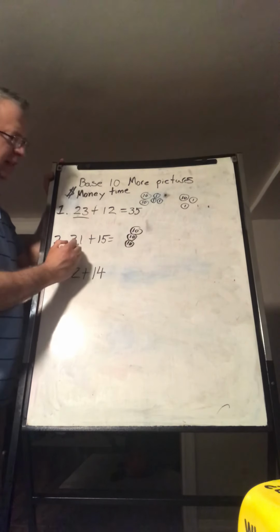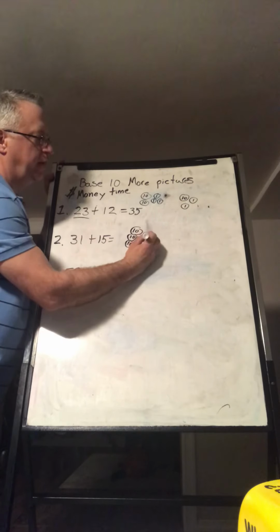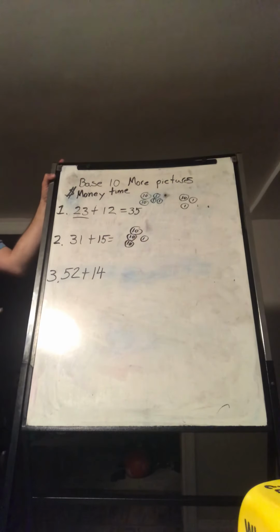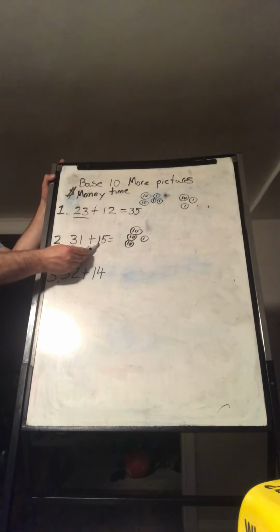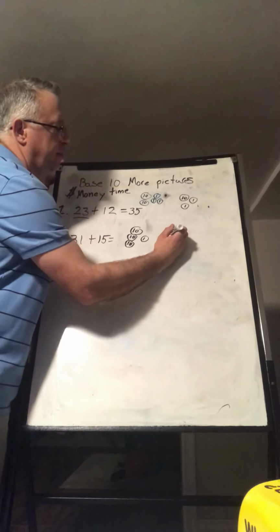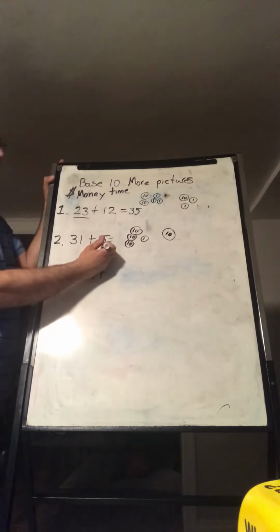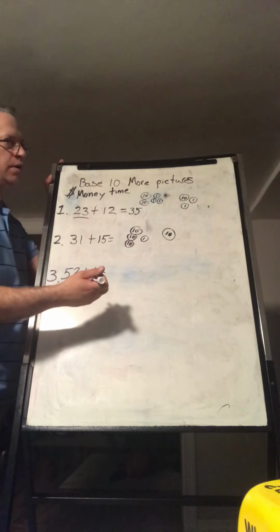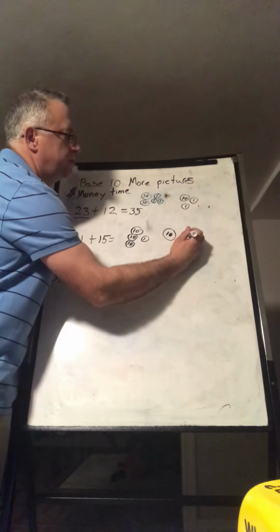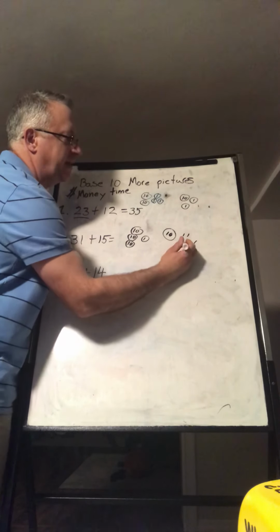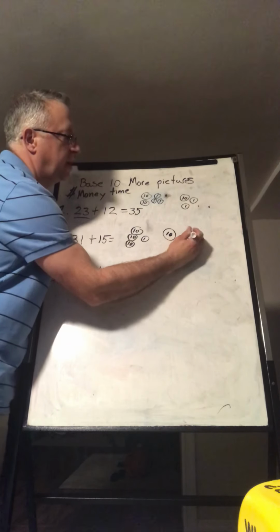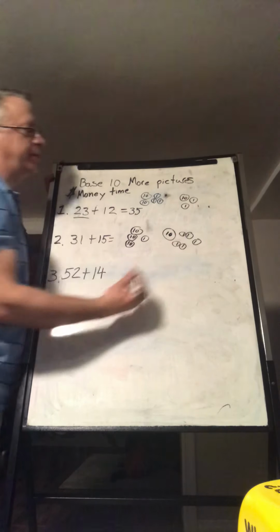And how many ones do I need? Just 1. That's right. Okay. Now, working on 15. How many 10s are there in 15? There's 1. And how many 1s are there? You got it. There's 5. 1, 2, 3, 4, 5. I like to just draw my 1s first and then circle them. That makes it easier for me.